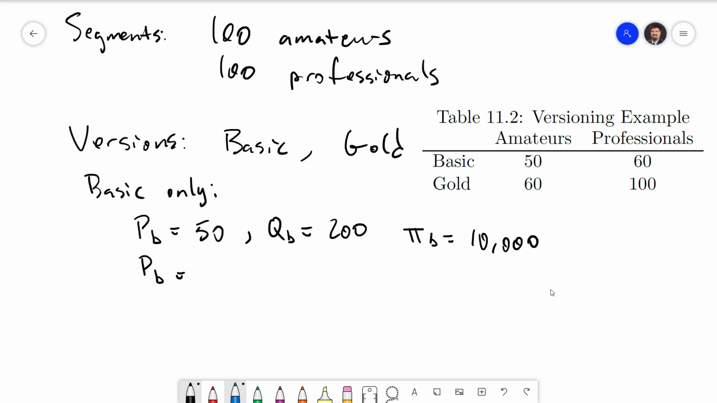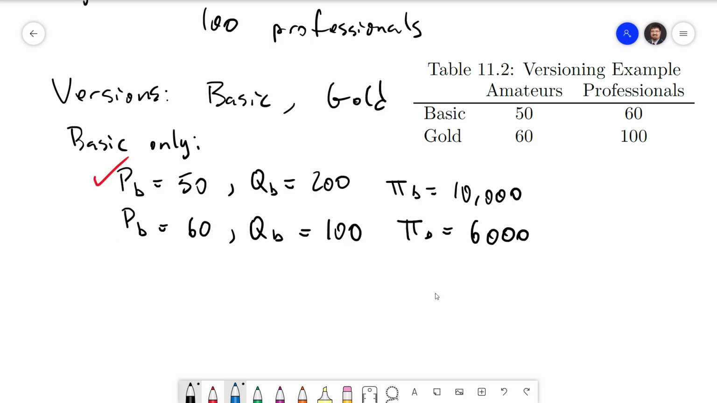If we price the basic version at 60, then only the professionals will buy it. So we'll sell only 100 units, which means that our total profit will be 60 times 100, which is 6,000. Of these two options, pricing at 50 is the better choice. Now let's suppose that we sell the gold version only. There are two potential choices here, 60 and 100.